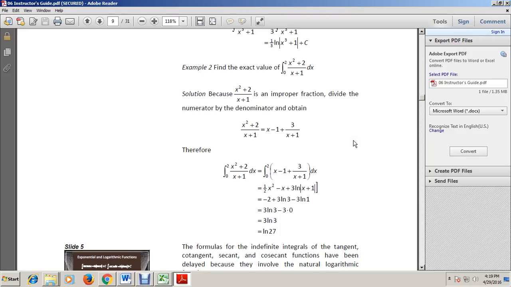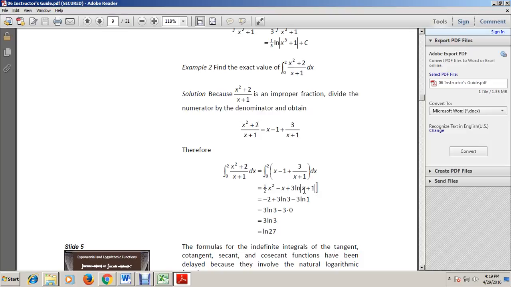This is a definite integral to be evaluated from 0 to 2. It was suggested in the previous video lecture that you would choose the representation of x squared plus 2 as u, but actually what is presented here is a different technique.